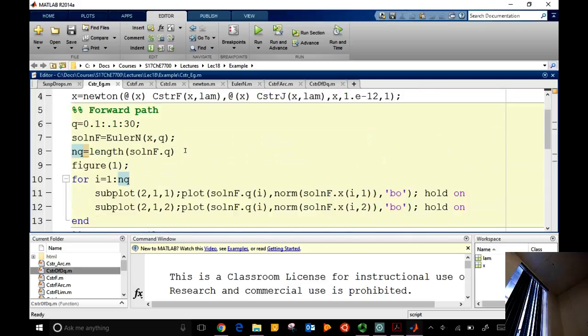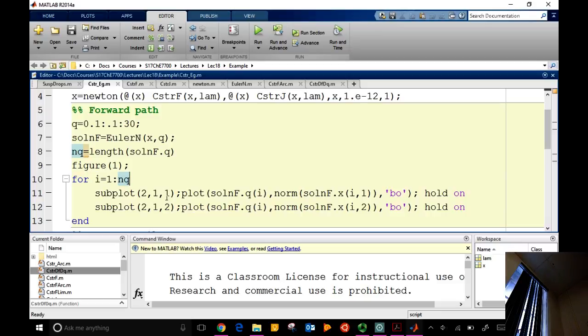I have a subsection called forward path where I set up the parameter q going from 0.1 in steps of 0.1 to 30. And then I have a call to a function called Euler-Newton with an initial guess and that vector q. So this is the job of Euler-Newton to construct that curve for me as q changes from 0.1 in steps of 0.1 to 30, in the forward sweep. And then once it comes out, I'm plotting it. In the first subfigure, I'm plotting temperature and then concentration.